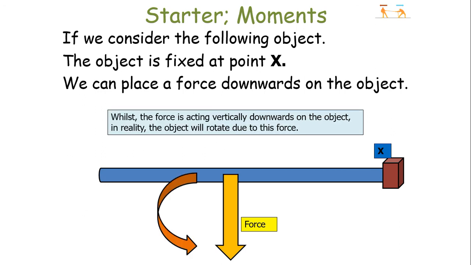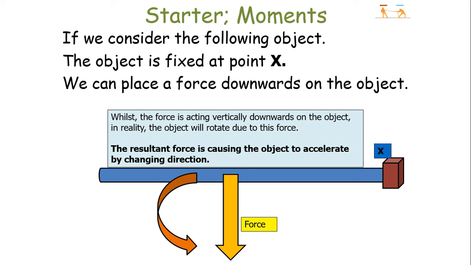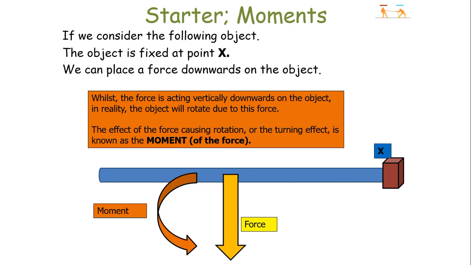Now, whilst this force is acting downwards, in reality, the object's going to rotate because it's being held in position at point X. So that will combine to cause a rotational effect on the object. So, the resultant force will cause an object to accelerate by changing its direction, by causing it to rotate. Now, the effect of a force causing a rotation or a turning effect is called the moment of the force. So if a force causes an object to rotate, normally because it's being held in position at some point of its shape, it will cause a moment or a turning effect.